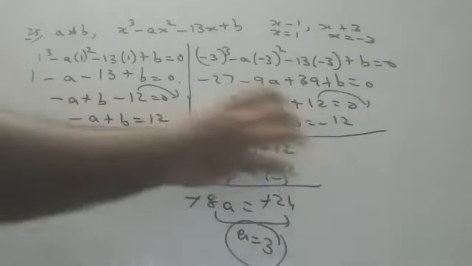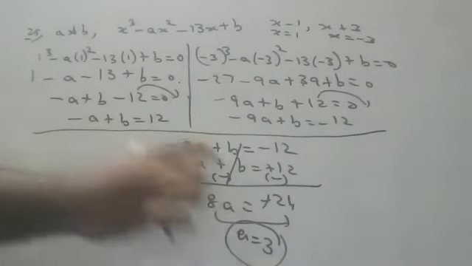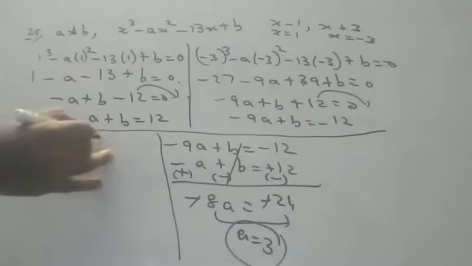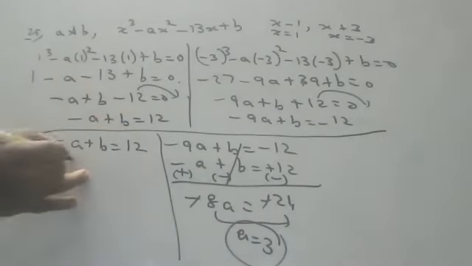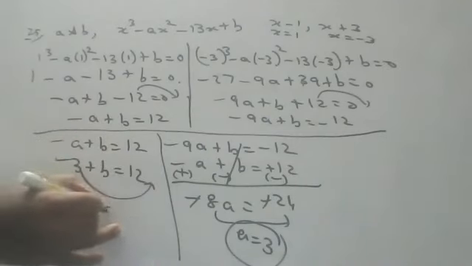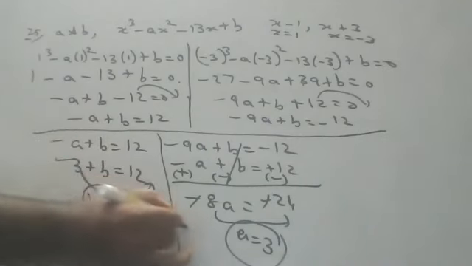Substitute either here or here. This is better, the smaller one. So I am substituting, children. Wherever you substitute, you get the same answer. Last step. Minus a plus b is equal to 12. Minus 3 plus b is equal to 12. 3 comes here. b is equal to 15.